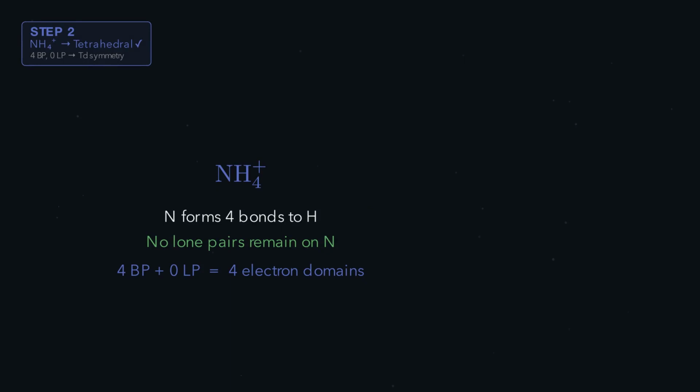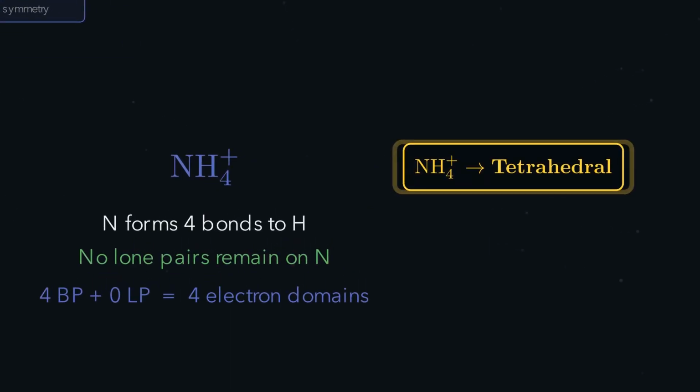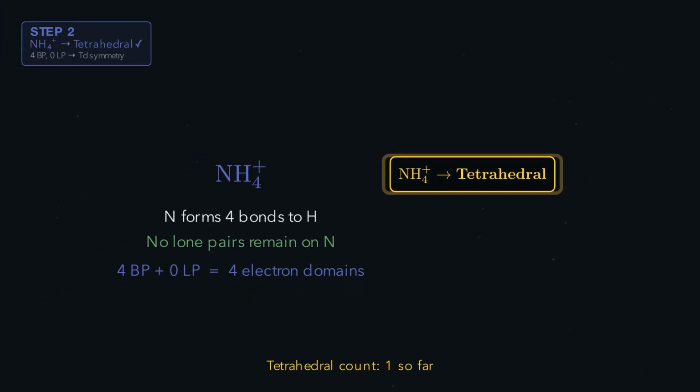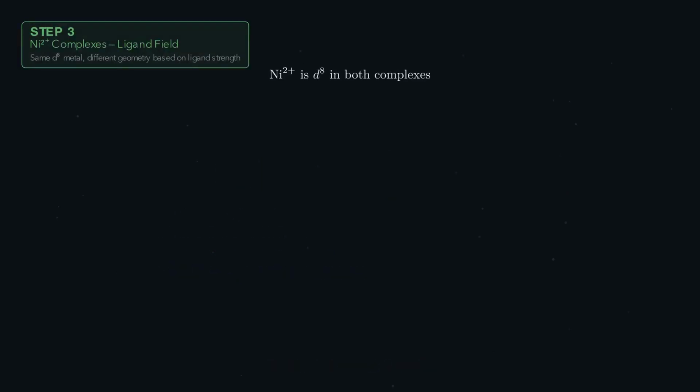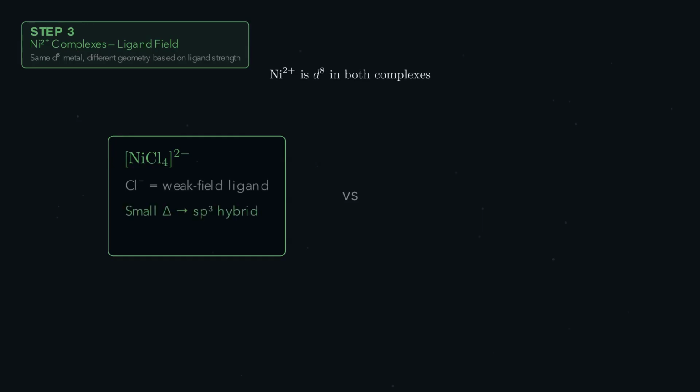Ammonium ion is the clean case. Nitrogen forms 4 bonds to hydrogen with no lone pairs left. Perfect tetrahedral symmetry. That's our first confirmed tetrahedral species.